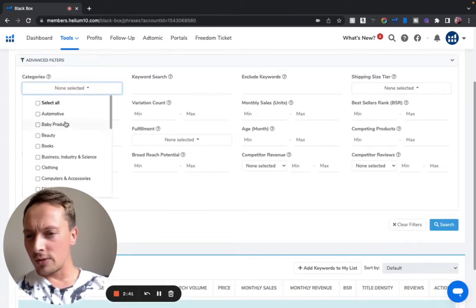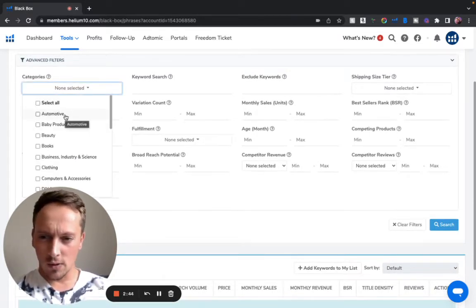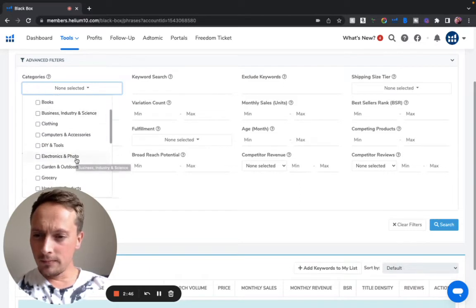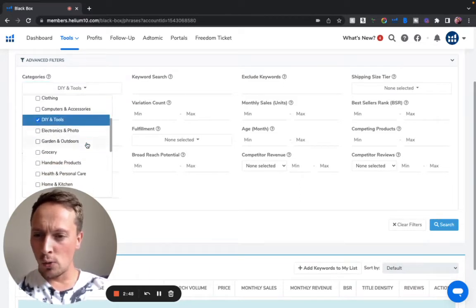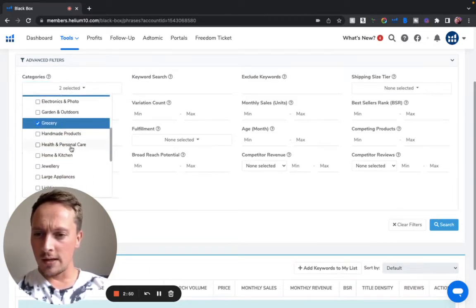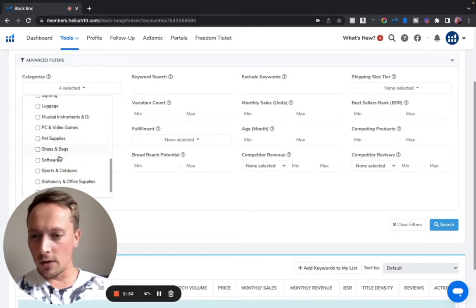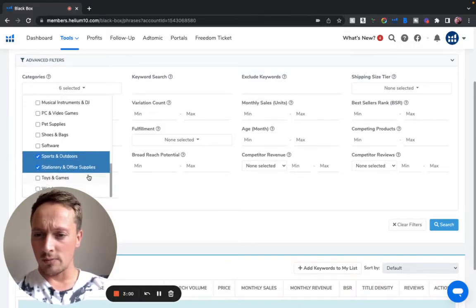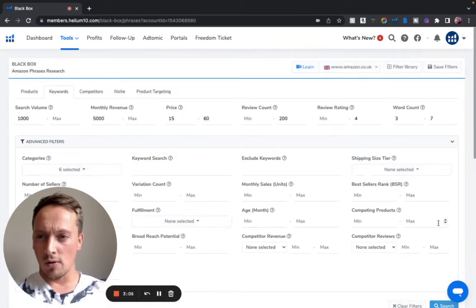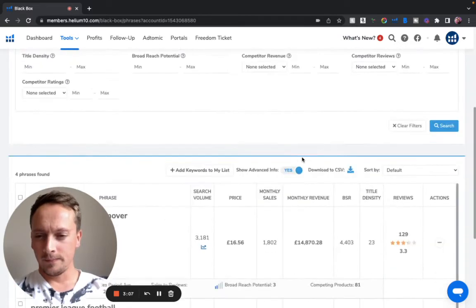And with the categories as well, let's go down and pick the categories here. Let's try DIY and tools, and some grocery and health and personal care and kitchen. All this stuff I'm quite happy to sell when I look to build my new private label brand in the future. I don't want to do software, sports and outdoors, stationery and stuff like this. So let's whack that into the search bar and see what happens there.